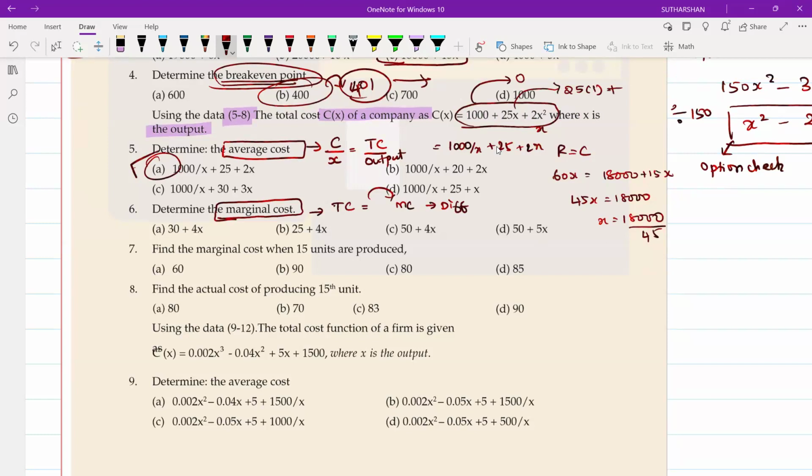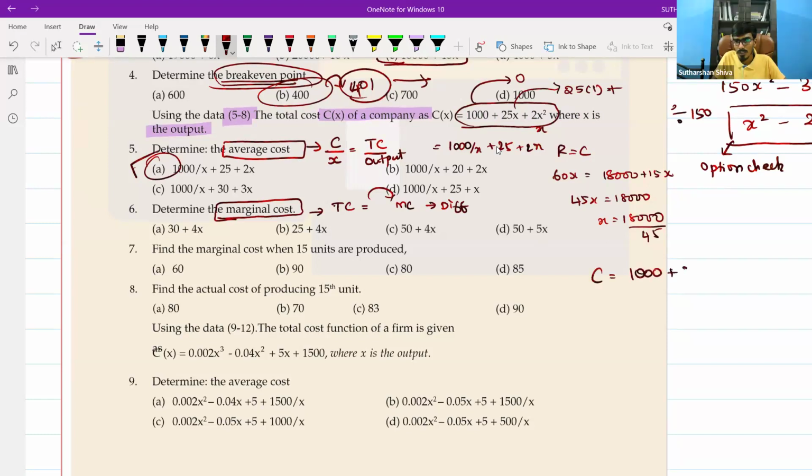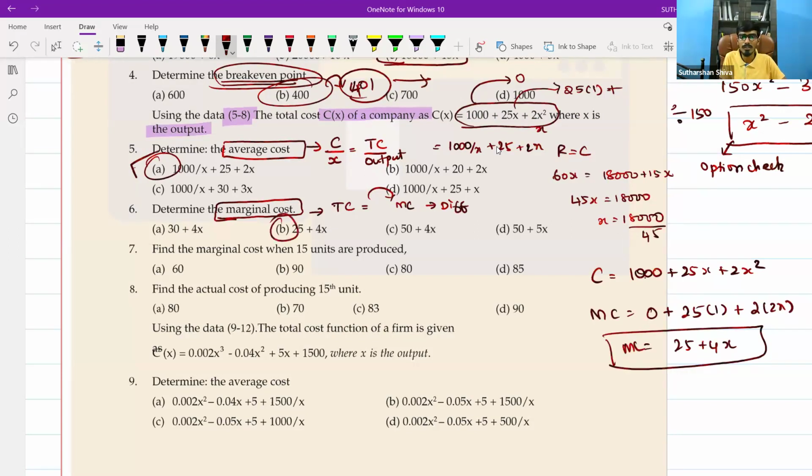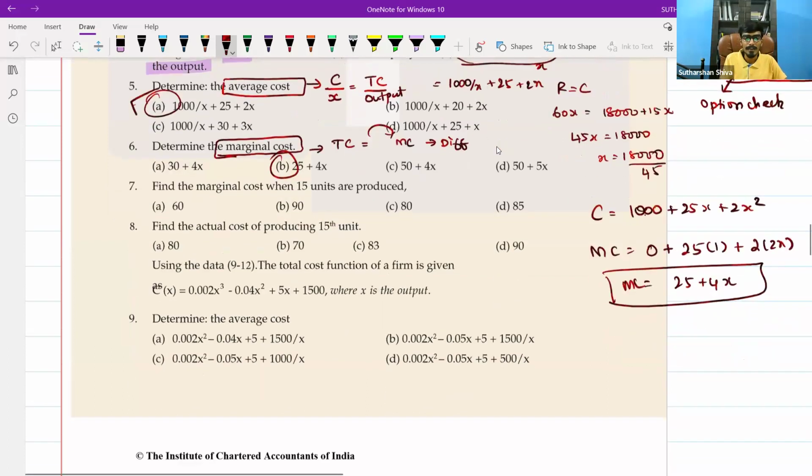If I write it, C is equal to 10,000 plus 25x plus 2x square. If I differentiate to marginal cost, 10,000 will become 0. 25x will become 25. 2 into x square will become 2 into 2x. So it is nothing but 25 plus 4x. So marginal cost is equal to 25 plus 4x. So my option B is my answer. Then question number 17. Find the marginal cost when 15 units is produced.